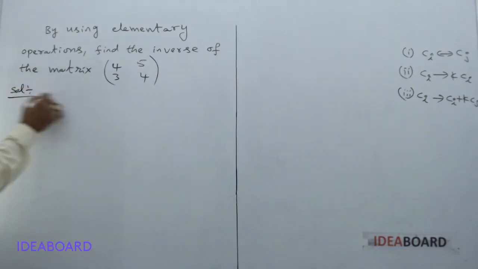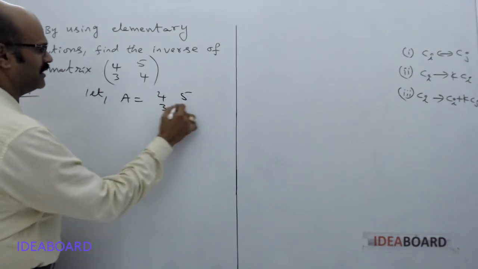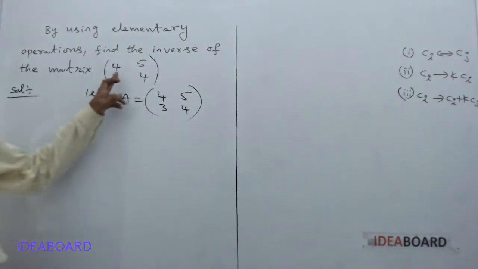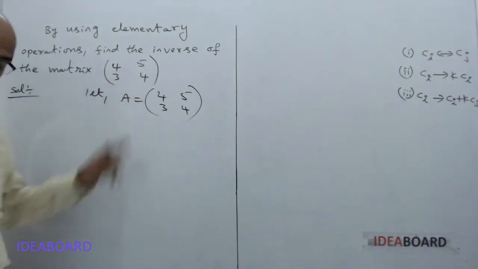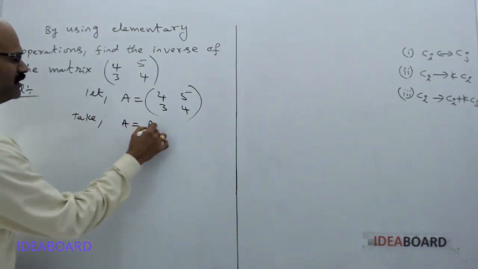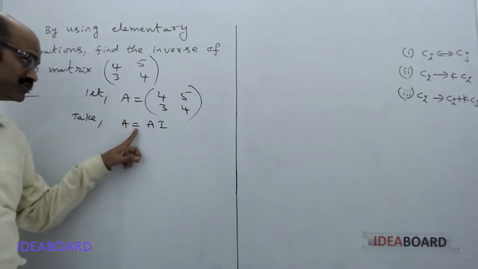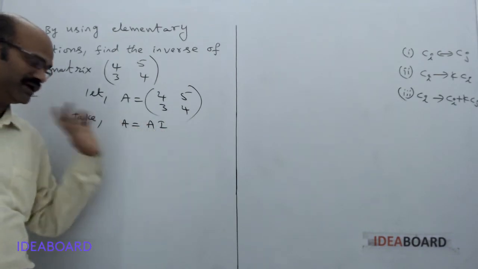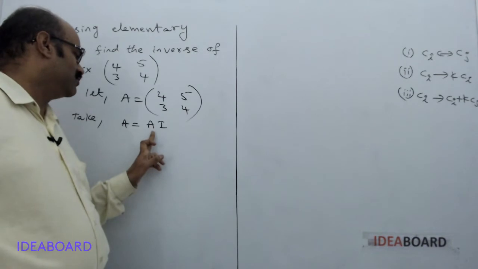Solution: let A equal to [4, 5; 3, 4]. Whenever you want to do this problem by using column operations, we have to take A equal to A into I. If you want to do the same problem by using row operations, you have to take A equal to I into A. The choice is yours. Now take A equal to A into I.